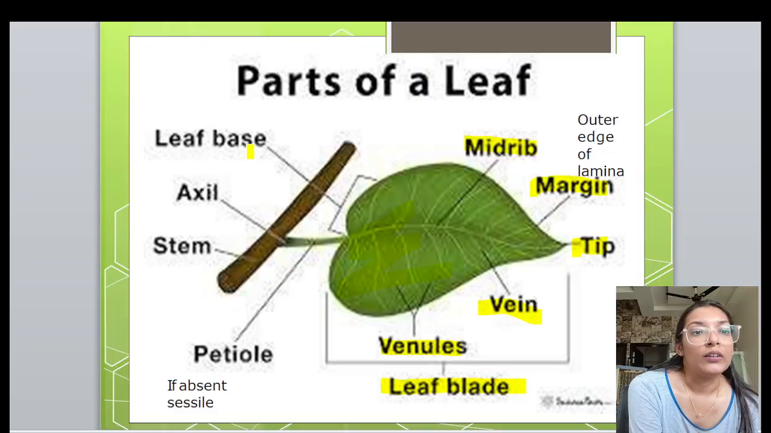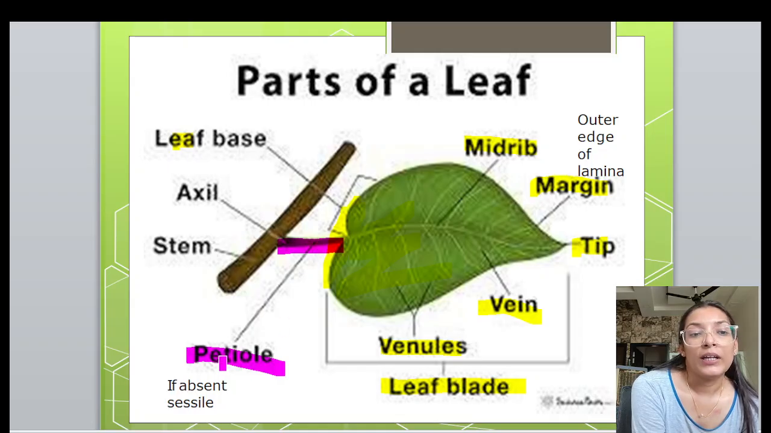Okay, and the point from where the stalk-like structure is joining the branch to the leaf blade is called the leaf base. This structure here is called the leaf base. And the structure which is joining your leaf base and the branch is called the petiole. Sometimes the petiole is absent and the leaf blade is attached to the branch directly without a petiole. In such a case, such a leaf is said to be sessile.